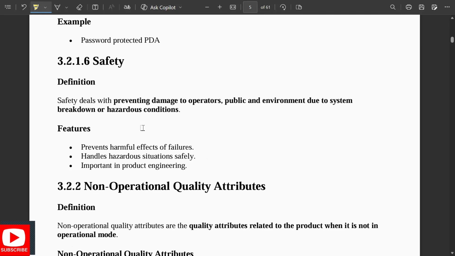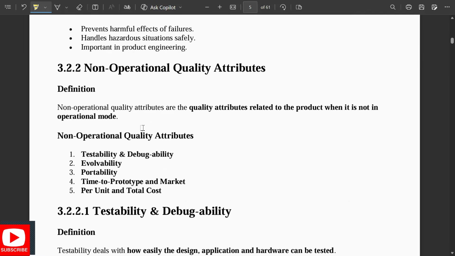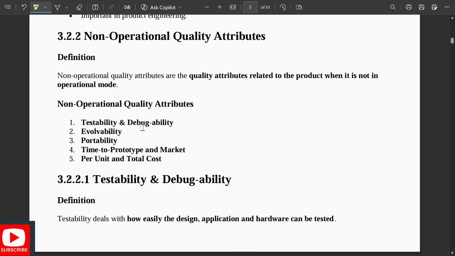Safety means preventing damage to the operators, public and environment due to system breakdown or hazardous conditions. The features here are that it prevents the harmful effects of failures and handles the hazardous situation safely. So it is important in product engineering. This is all about the operational quality attributes.